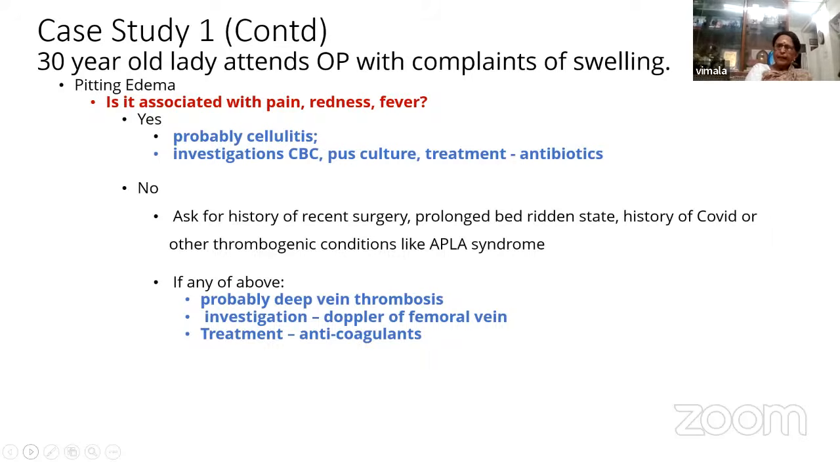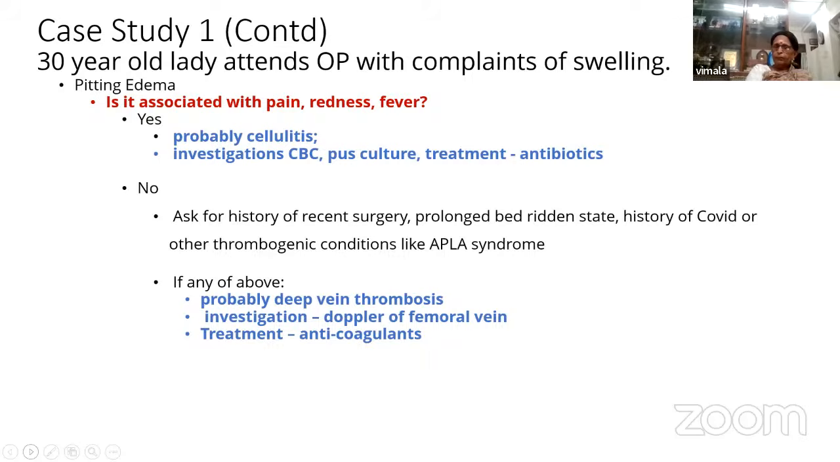But somebody tried to elicit this Homans sign, dislodged her thrombus, and it went into the pulmonary vein. She developed a fatal pulmonary embolism and we lost her. You know that I never forget. So whenever I come across a DVT, I am very, very careful because I tell them, don't be ambulant, don't allow anybody to dorsiflex your foot.